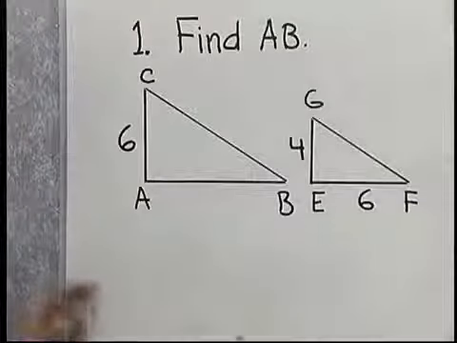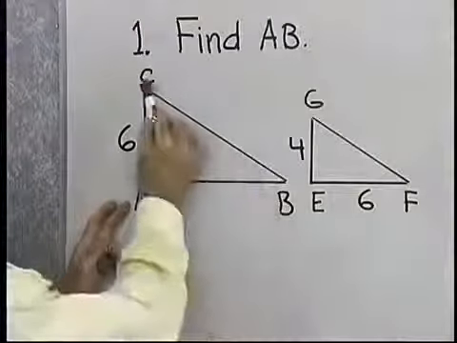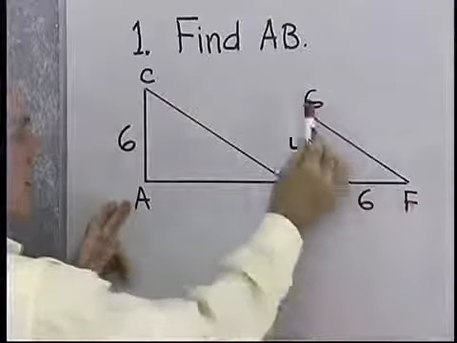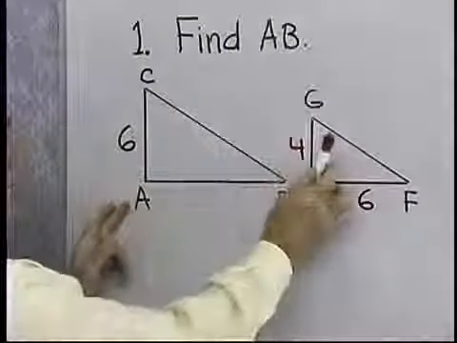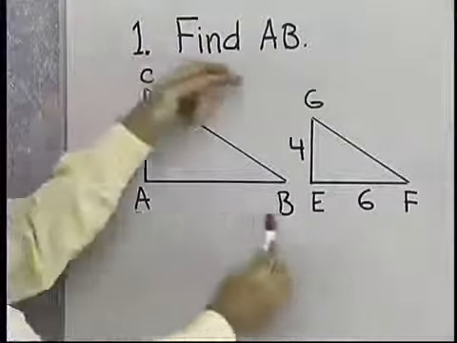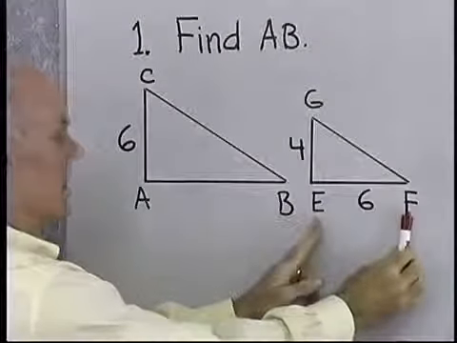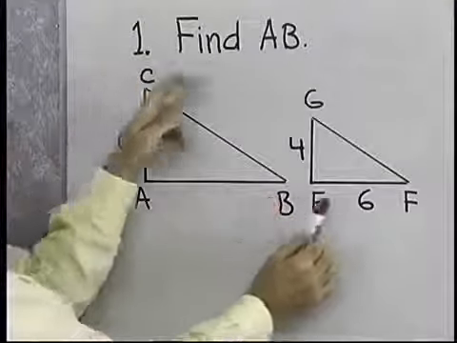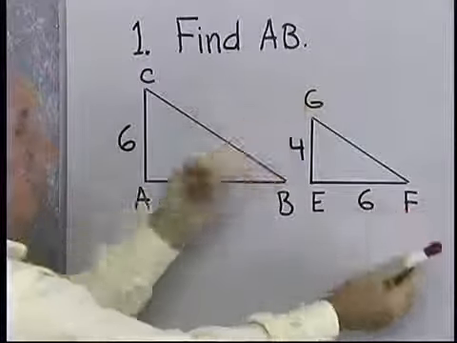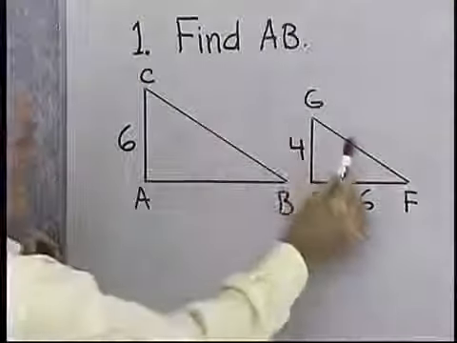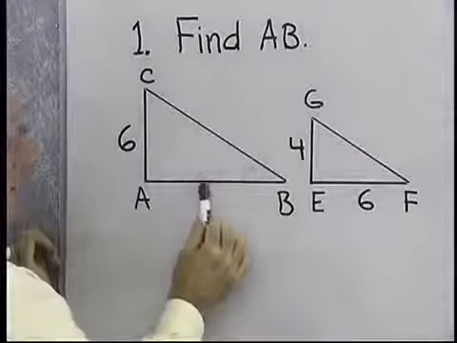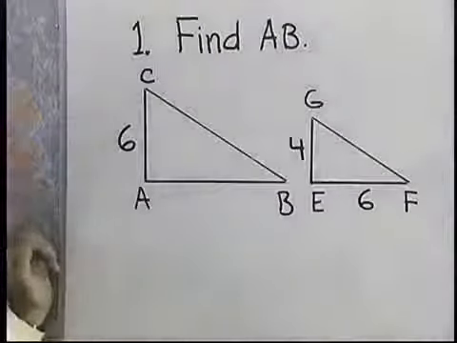We have two similar triangles. Triangle ABC is similar to triangle EFG. And in these two similar triangles, side AC corresponds to side EG, side AB corresponds to side EF, and side CB corresponds to side GF. In other words, the longest side in one corresponds to the longest side in the other, and the shortest side in one corresponds to the shortest side in the other.